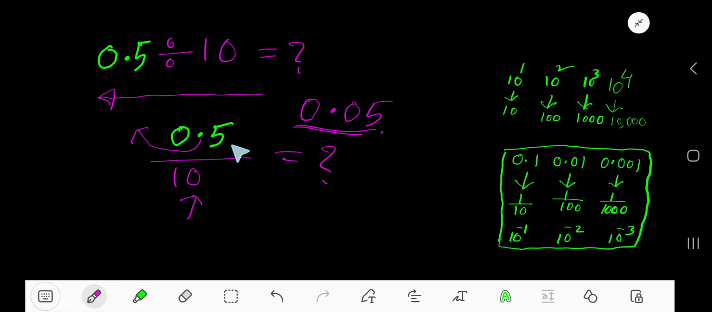Look, division means repeated subtraction, and in repeated subtraction the value of the dividend is decreased.